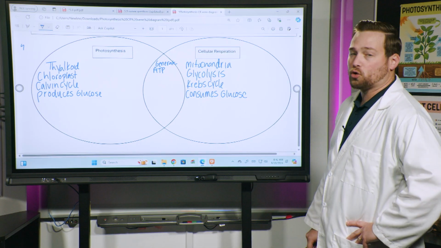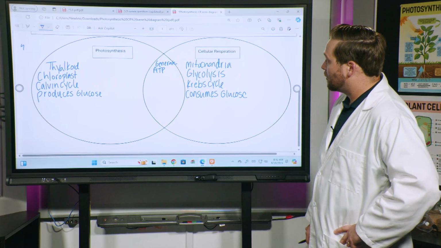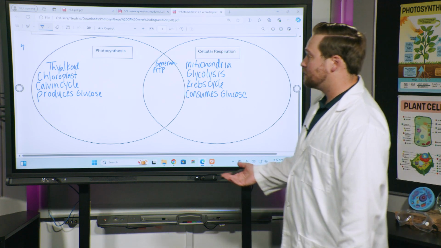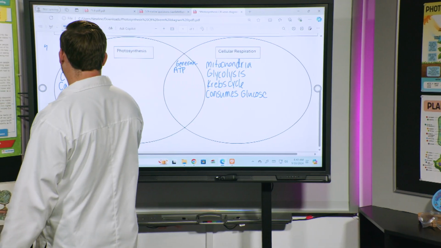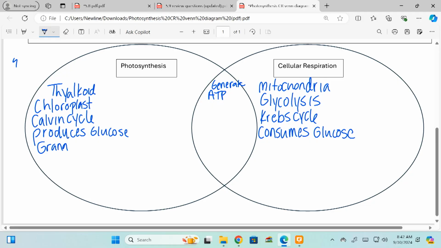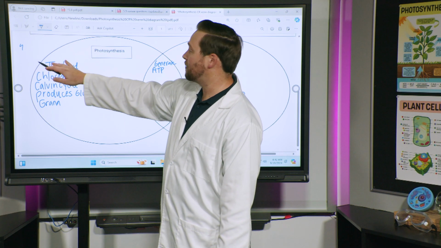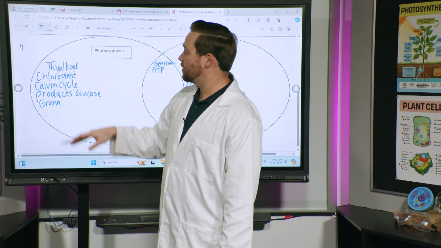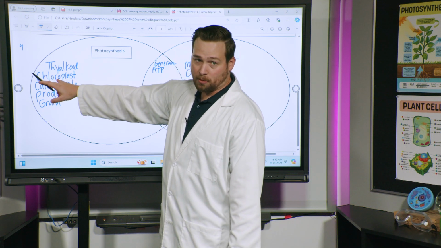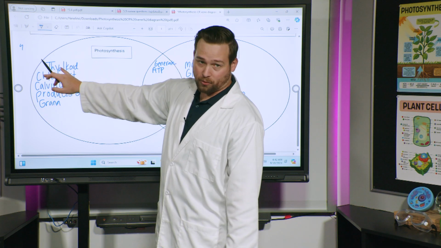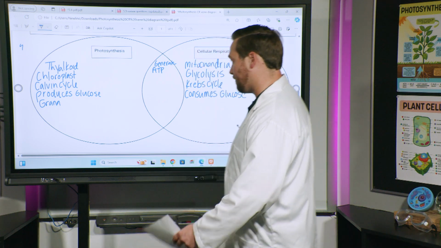All right, the next word is grana. Grana, okay? Well, grana is photosynthesis. You might remember that a grana is just a lot of thylakoid membranes stacked on top of each other. So the grana is in a chloroplast. A grana is several thylakoids stacked on top of each other, okay?